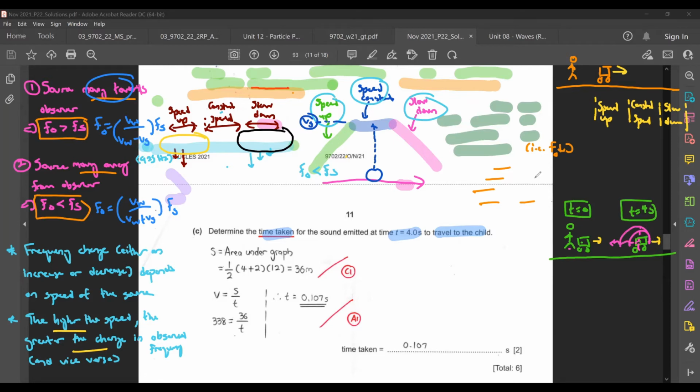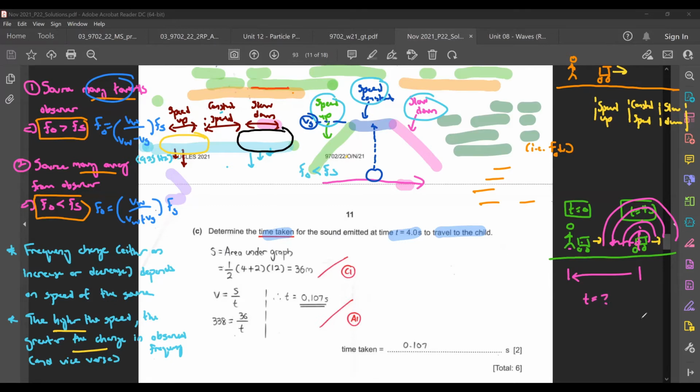The sound wave will propagate in all possible directions. It will go forwards as well as backwards now. But what we're interested in right now is that at this point here, your sound wave is being emitted. Your sound wave will travel back to the child. They want you to find out what is the time taken.